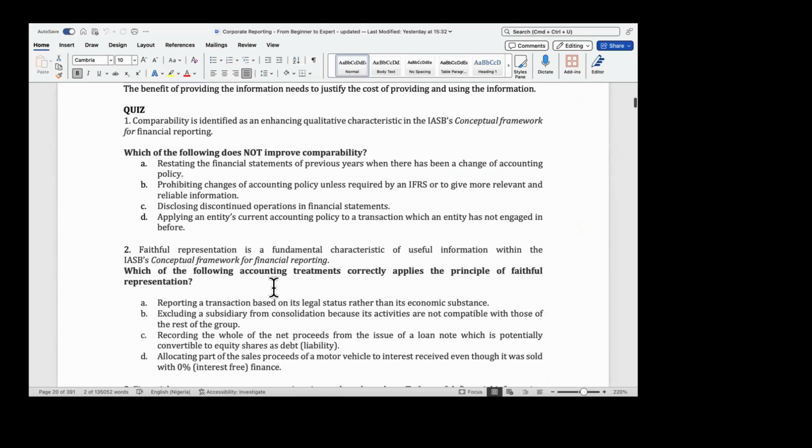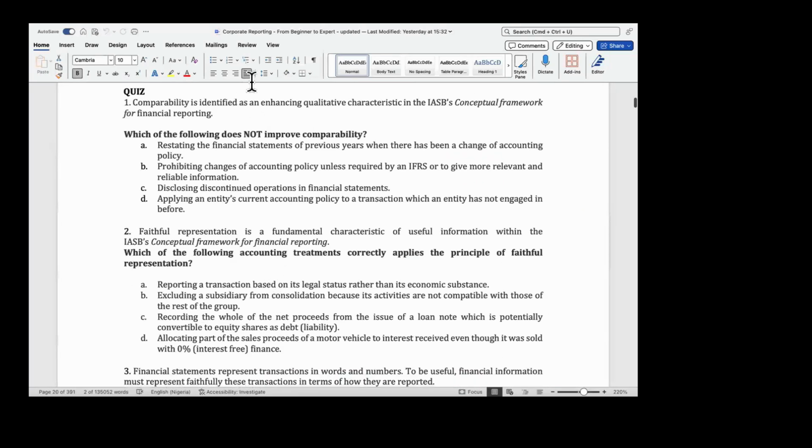Let's look at some quizzes together. Number 1 says comparability is identified as an enhancing qualitative characteristic in the IASB's Conceptual Framework for Financial Reporting. Which of the following does not improve comparability? Restating the financial statements of previous years when there has been a change in accounting policy.